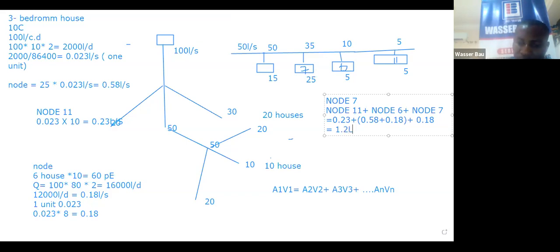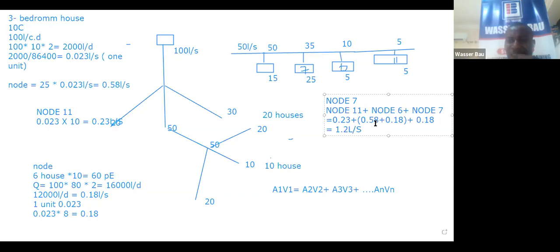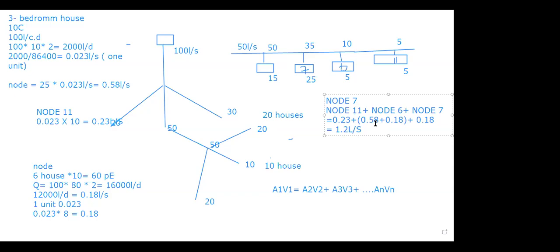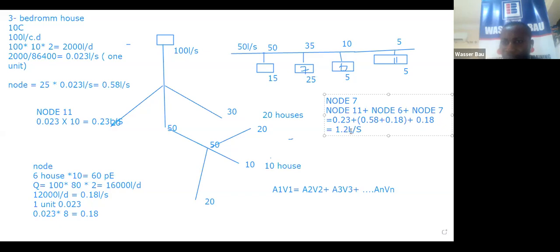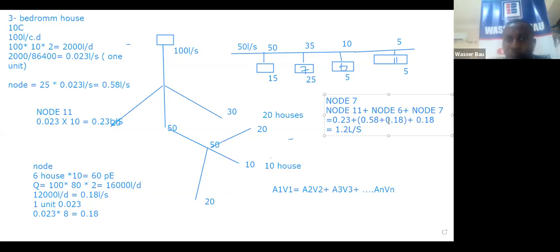One point two liters per second. That's the value for... No, it should be, isn't it 0.99? 0.76, which is the sum of 0.18 plus 0.58. Then plus the 0.23 from node 11. No, sir, I think it's more than that. Check it again. We have 0.23 plus 0.76, yeah? Plus 0.18 is 1.17, which is approximately 1.2.